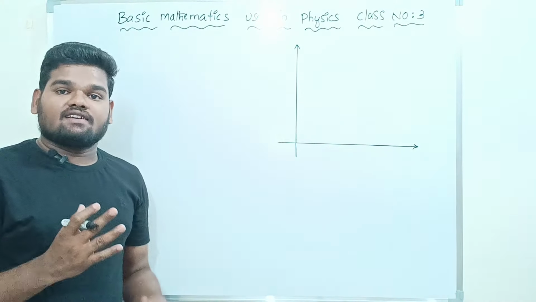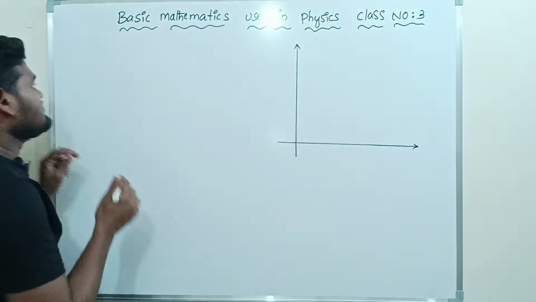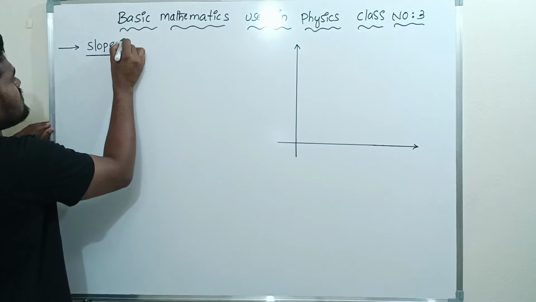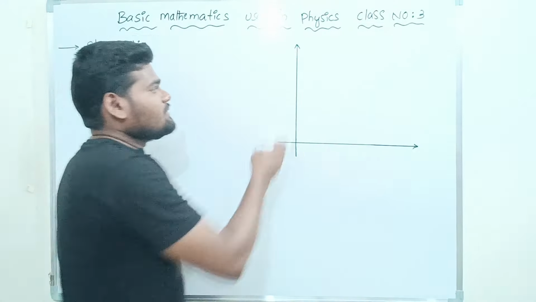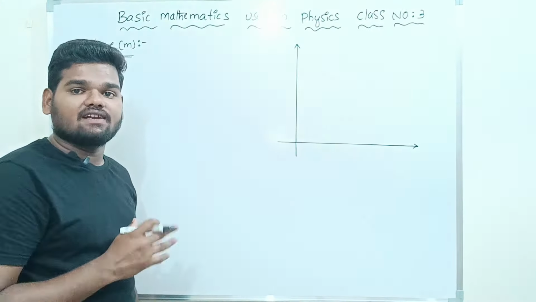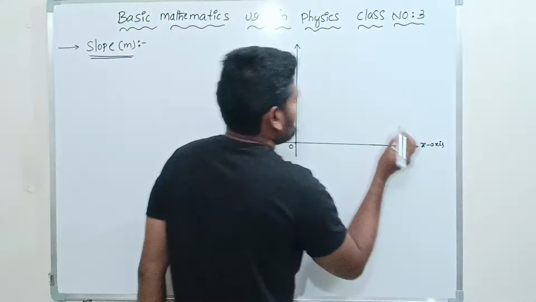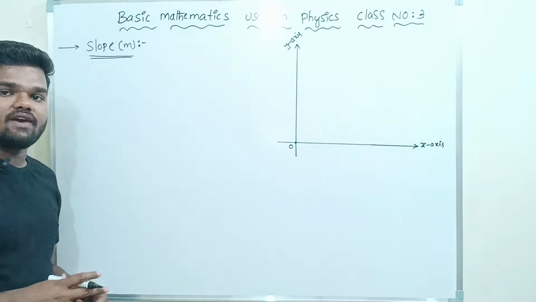Right. So the next concept we are going to discuss is slope. What is that? Slope. And the slope is denoted by the small letter m. Here I'm taking a two-dimensional coordinate system. And we know that this is called the origin. And the line which is passing through the origin horizontally is called the x-axis. And this is the y-axis.